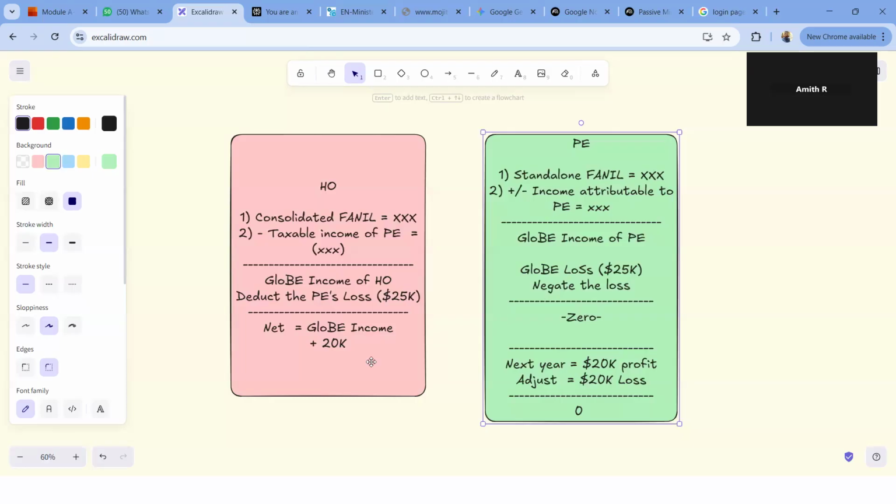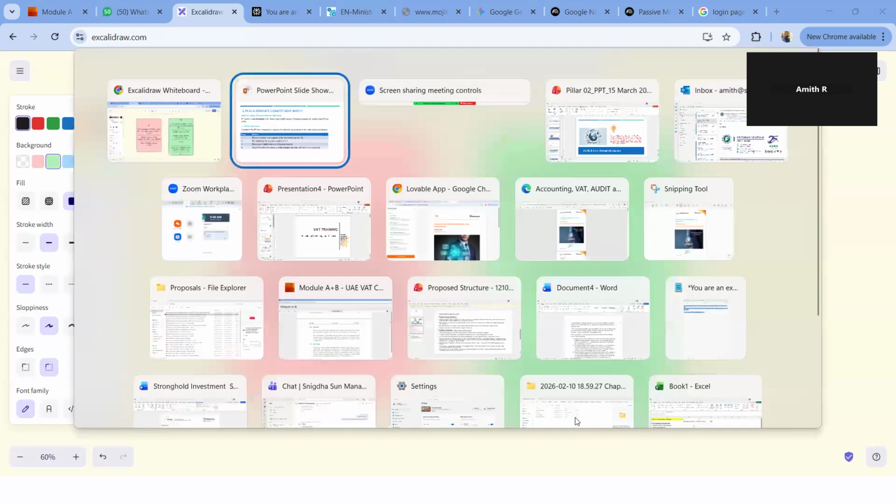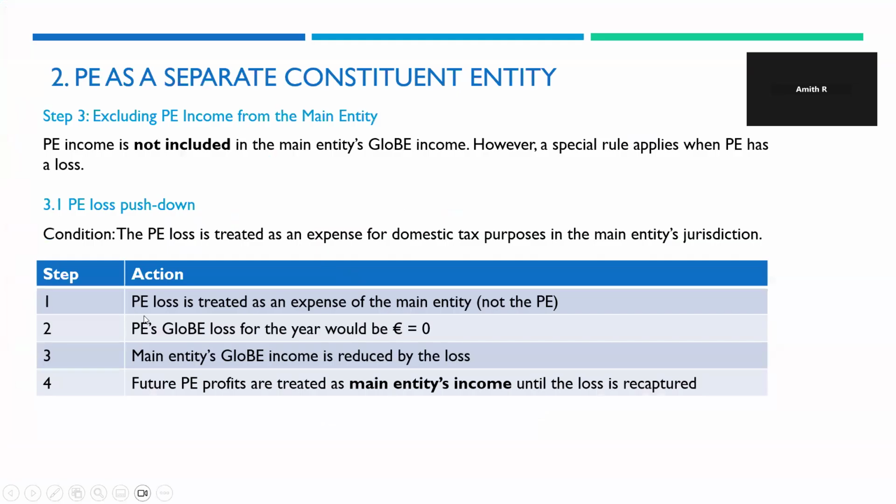So that there is no double counting of losses, you will not have any globe income in the PE. If it is a loss, all the losses would be adjusted here. But subsequently, if you get a profit, that profit would be added here. Here it is again going to be a loss case, to the extent of that. So that is what this is saying.